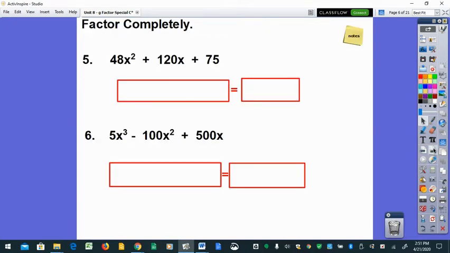Okay, so why don't you pause the video and see if you can factor these two completely. And don't forget, I'm going to give you a hint. GCF is your BFF. Give it a pause and come back in a second. We'll see how you did.